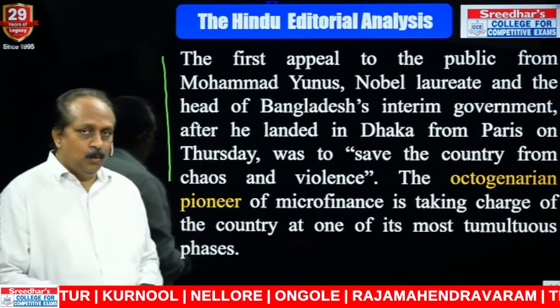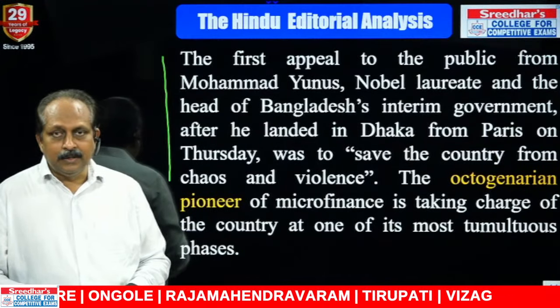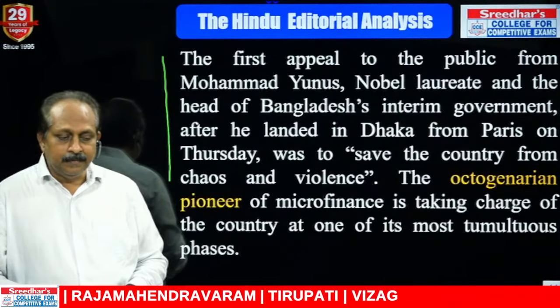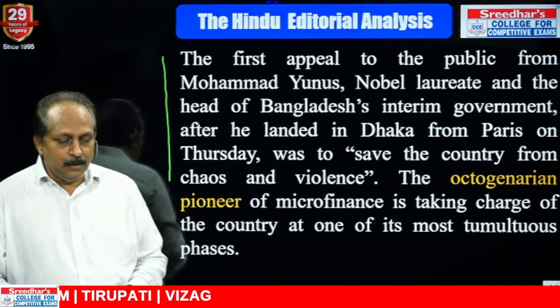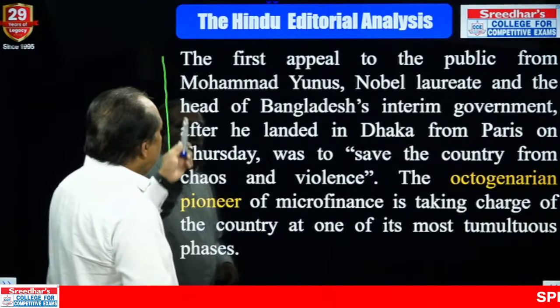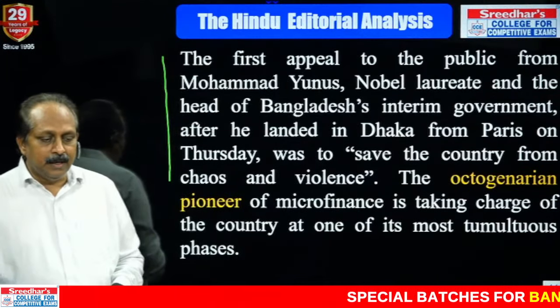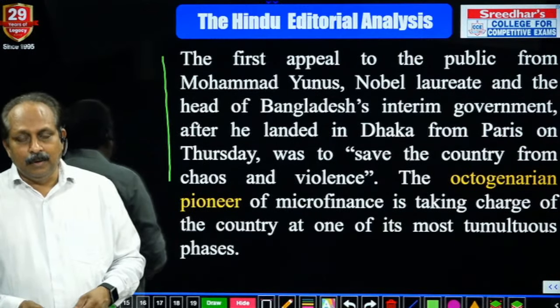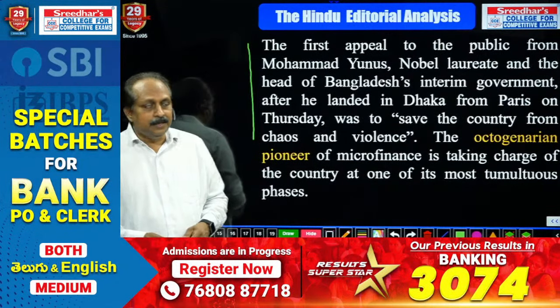Mohammed Yunus. Who is this person? He is known for microeconomics. He is basically an academician, and he has got the Nobel Prize also. He is a Nobel laureate. Right now, he is the head of this interim government. And he came from Paris, and as soon as he landed in Bangladesh, he made an appeal to the public of Bangladesh. What is that appeal? Violence has to be ended immediately.